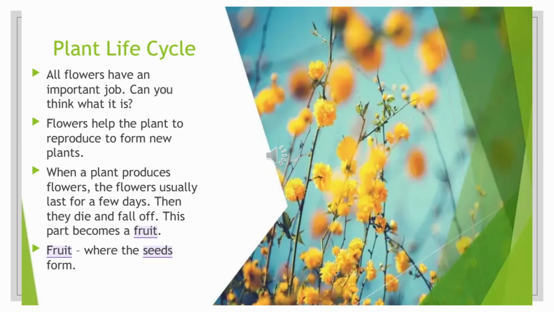So all flowers have an important job. Can you think what it is? Well, flowers help the plant to reproduce to form new plants. When a plant produces flowers, the flowers usually last for a few days. Then they die and fall off. This part becomes a fruit. Fruit is where the seeds form.